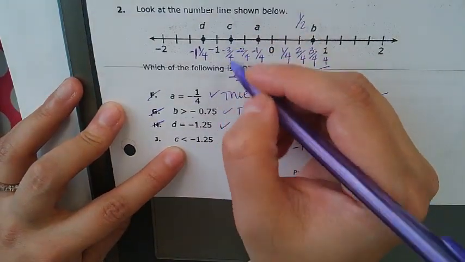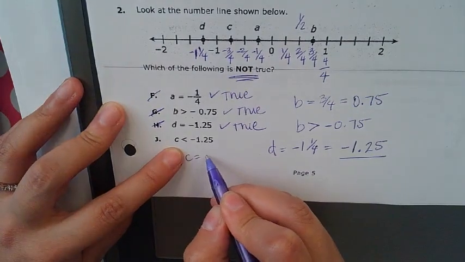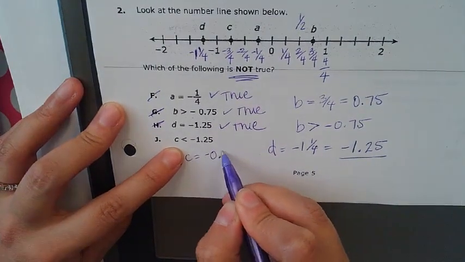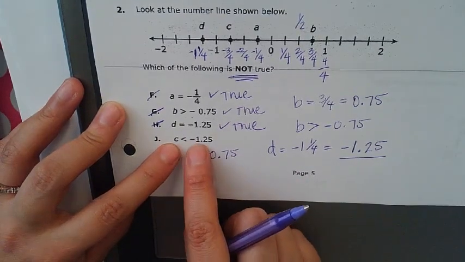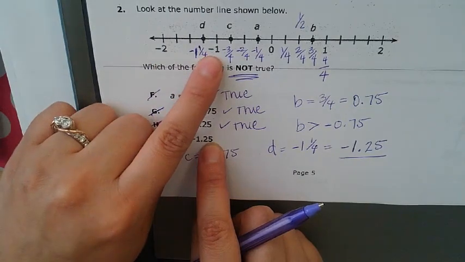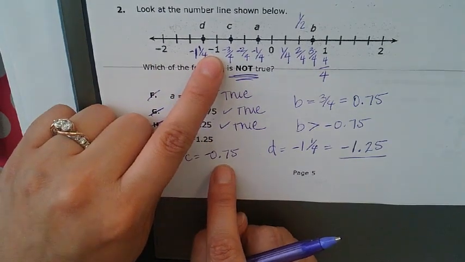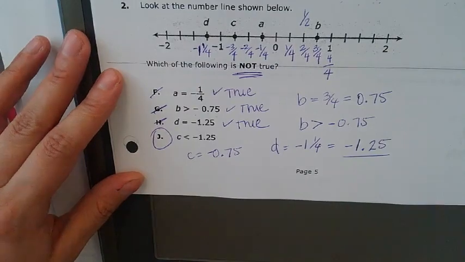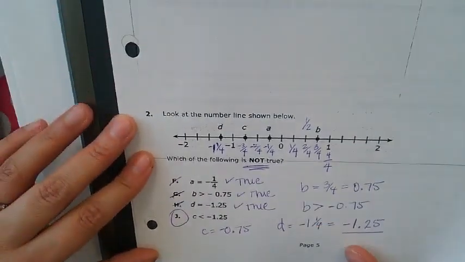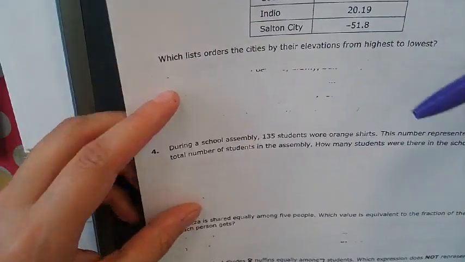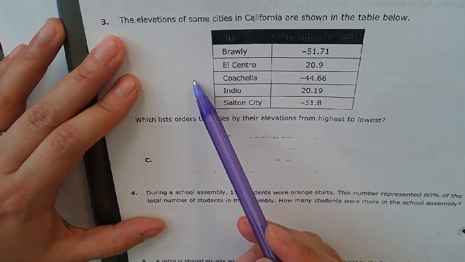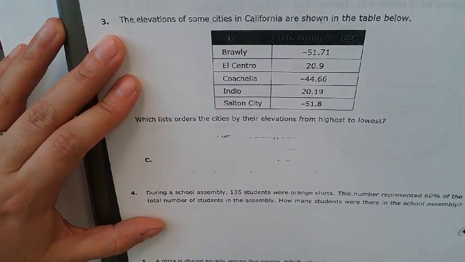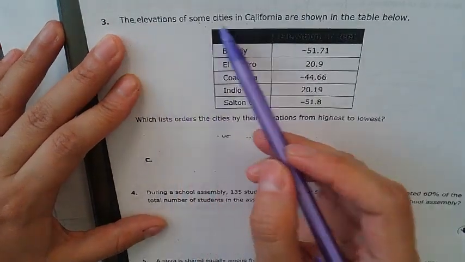If you look at C, C is equal to what? Negative 3/4. Is that less than negative 1.25? No. It's what? Bigger, larger. Okay, so therefore that's the only one that's not true. Next, number 3. If I'm going too fast for you, you can always pause the video and go back in and write it, take notes. All right, number 3.